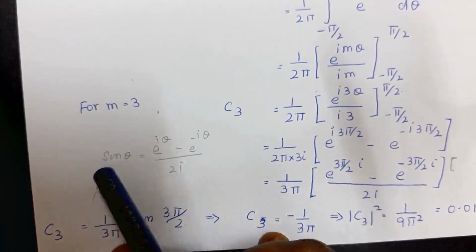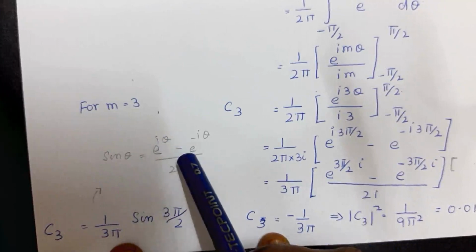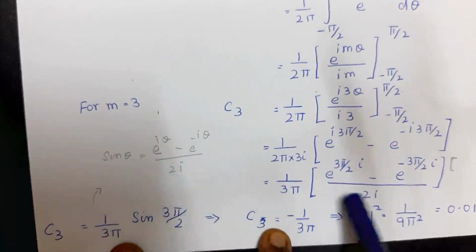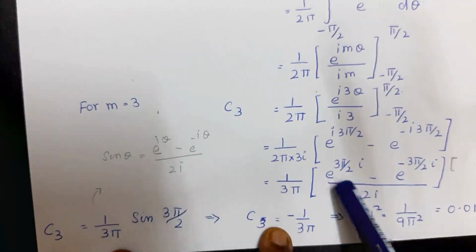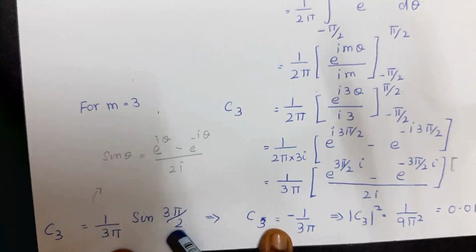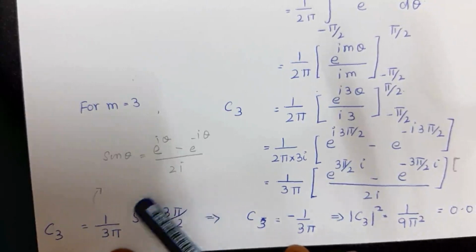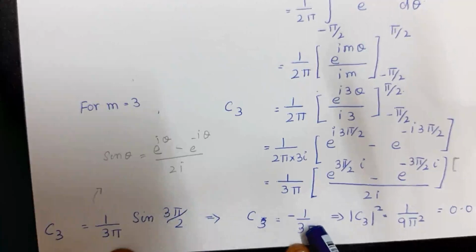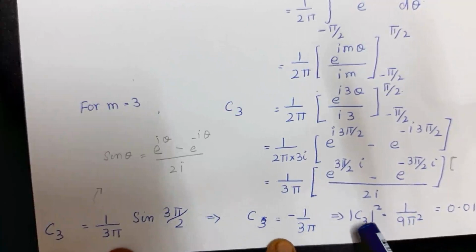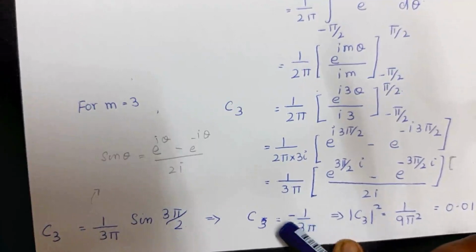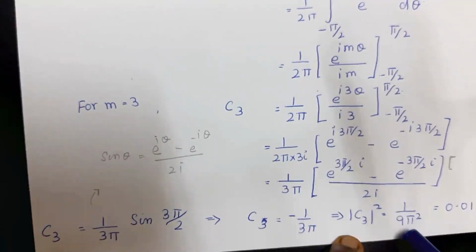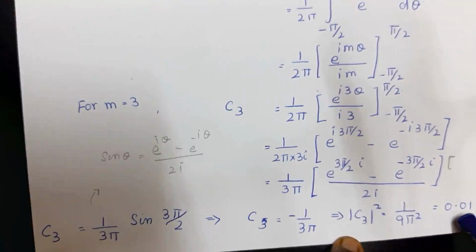We know a formula that sin theta is equal to e power i theta minus e power minus i theta divided by 2i. Now we are having that form here. Therefore, we will be getting C3 is equal to 1 divided by 3 pi and sine of this theta value, which is 3 pi by 2. Now by substituting the value of sine of 3 pi by 2, which is minus 1, C3 is equal to minus 1 divided by 3 pi. In the question, they have asked us to find the C3 square, and also the modulus is there. So we will be removing the minus sign. We will be getting 1 divided by 9 pi square. That is nothing but 0.011.